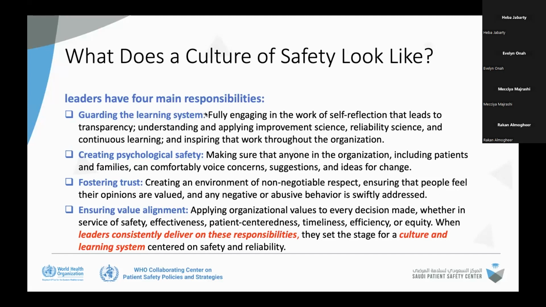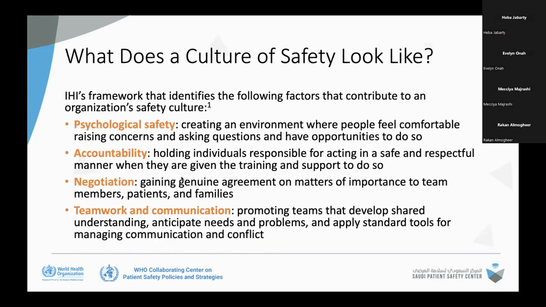How can you foster trust in your organization? They will create an environment of non-negotiable respect, ensuring that people feel free and valued and can share opinions without any blame. Ensuring value alignment, so that culture is embedded in all the systems. So when we speak about organizational safety culture, we speak about psychological safety, where we create an environment in which people feel free and comfortable to share their concerns. Accountability, where everyone is accountable for their behaviors and can share things without being blamed.